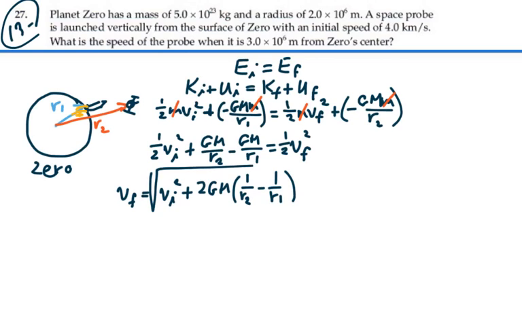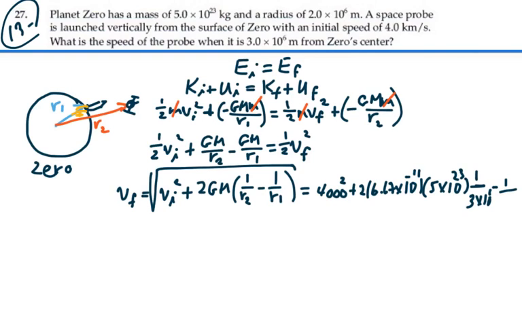So this is going to equal the square root of 4,000 squared plus 2 times 6.67 times 10 to the minus 11 times the mass of the planet, 5 times 10 to the 23, times 1 over 3 times 10 to the 6 minus 1 over 2 times 10 to the 6.